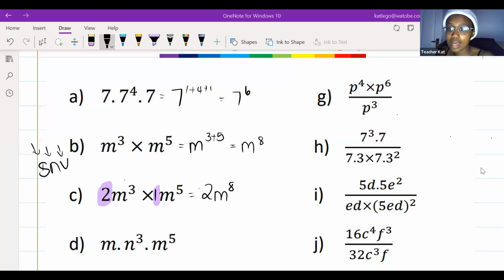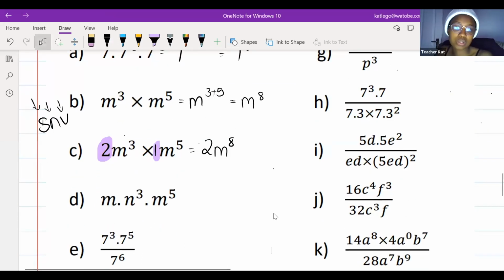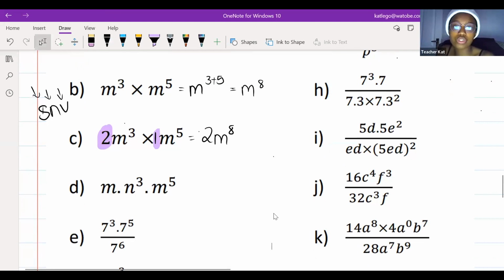All right, let's move on to D. This time we have 2 different variables. So do not confuse these variables. Each variable is independent, okay? So we have a m, and we also have an n, okay? So be careful. You deal with these independently and separately. You do not add all of the exponents. Remember, the bases have to be the same.